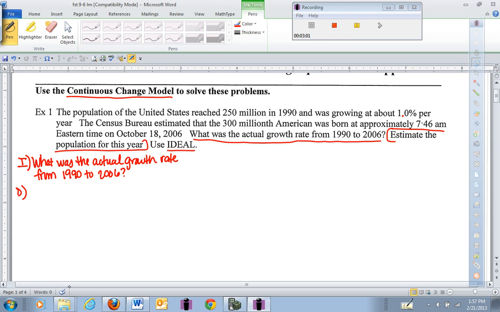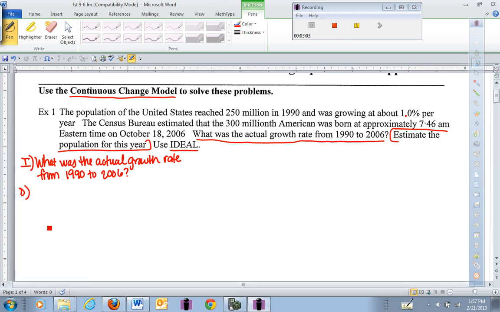The D part of IDEAL tells us that we are going to define all the things that we know. So if we're using the continuous change model, and population is continuously changing, that is this model. In this model, there are four variables, A, P, R, and T. If we're going to solve a PERT problem, we need to know 3 out of those 4. So what we're going to do is write down A, P, R, and T, and we're going to fill in all the ones that we know.